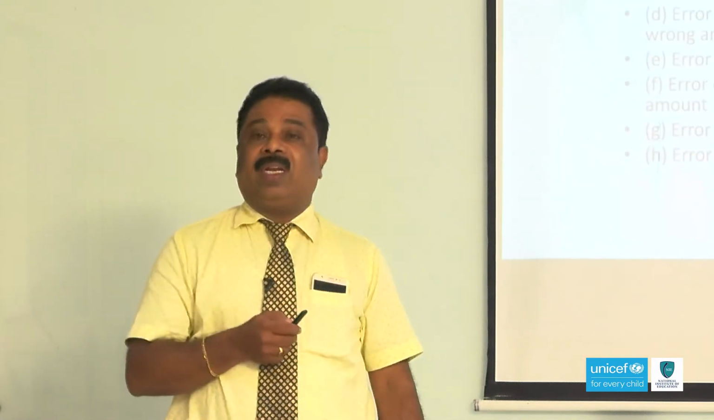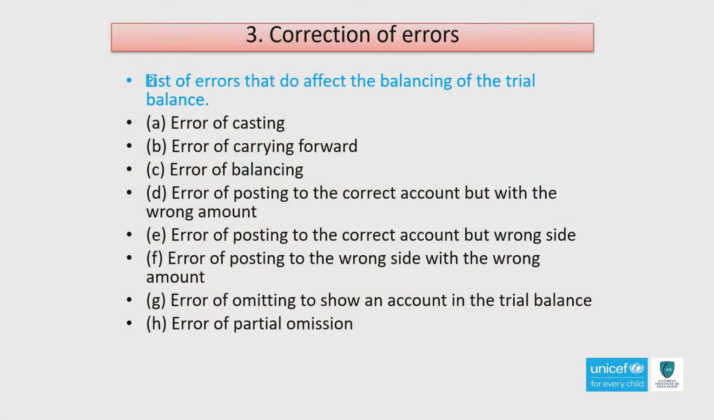Next comes the list of errors. This is the second group: list of errors that do affect the balance of the trial balance. The previous topic was the list of errors which do not affect the trial balance; now, those which do affect it. Namely, error of costing, error of carrying forward, error of balancing, error of posting to the correct account, and error of partial omission.